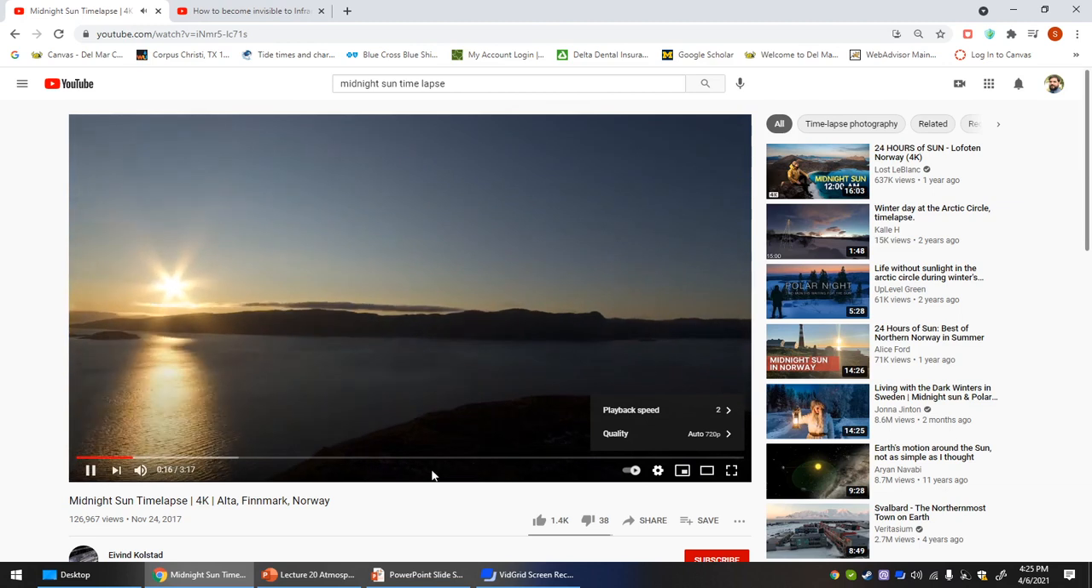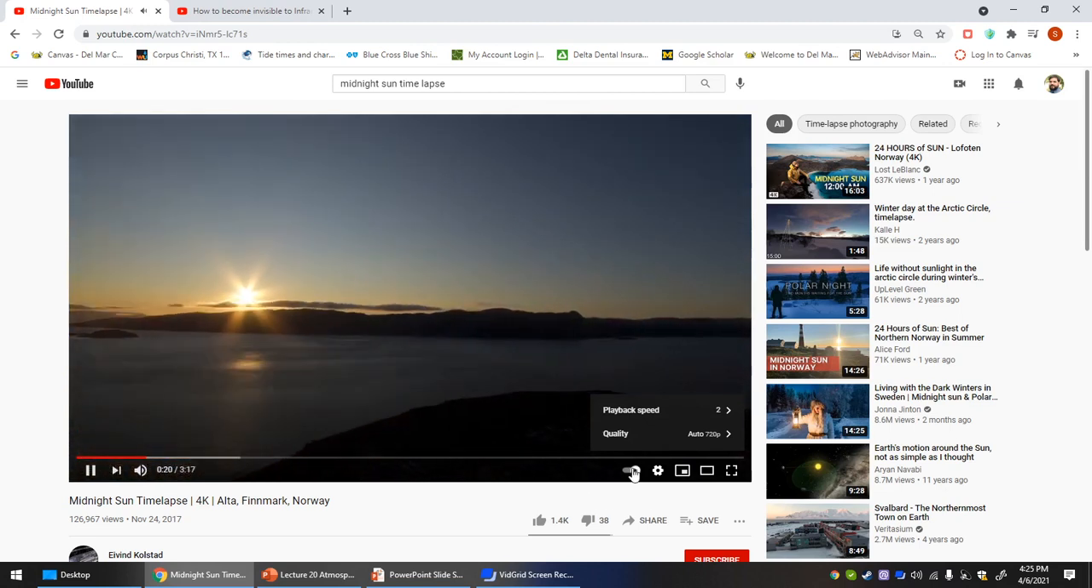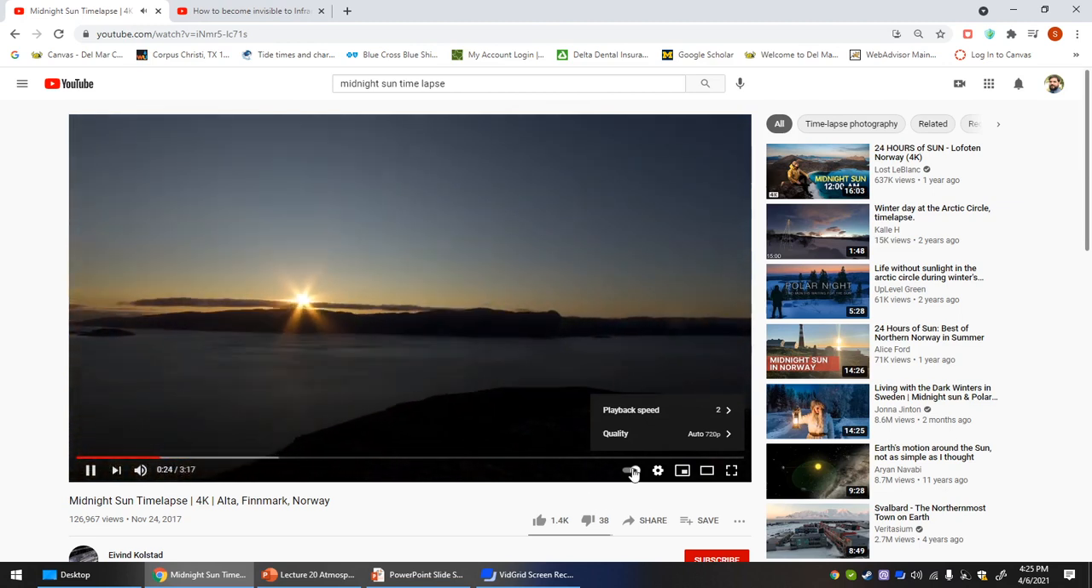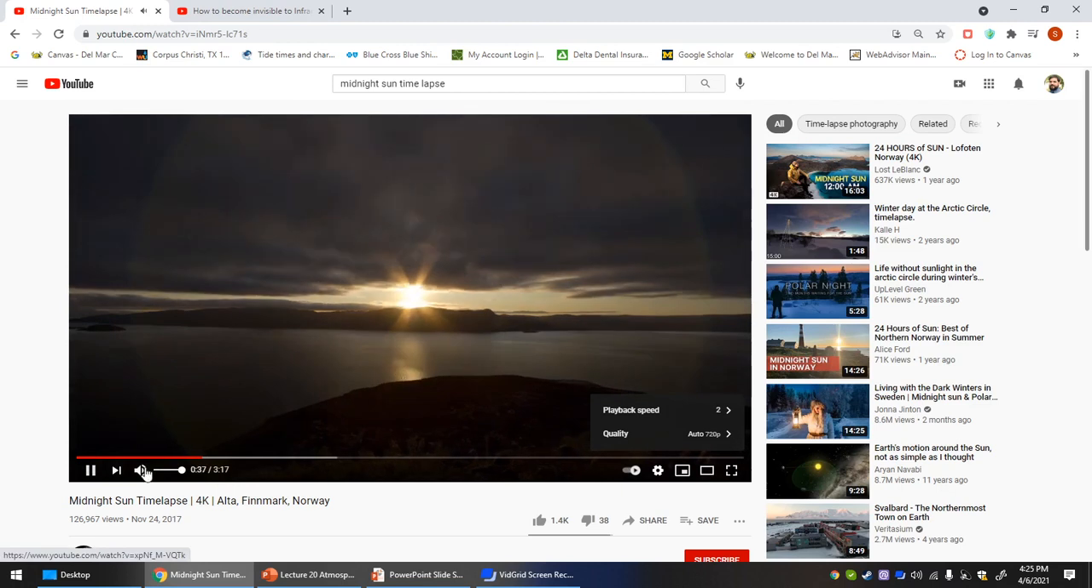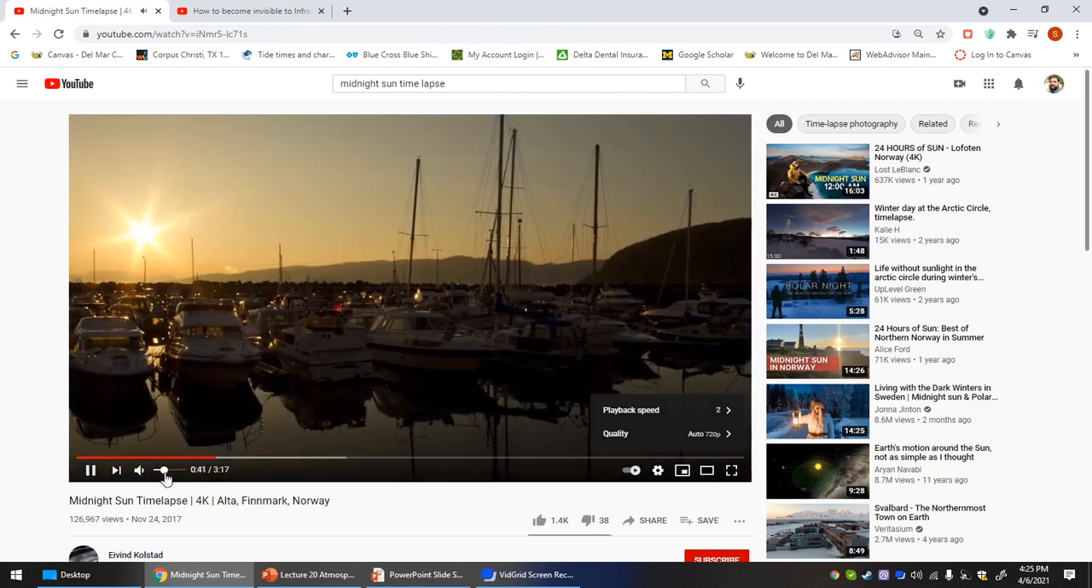So you can see that the sun gets very close to going down, but it doesn't quite go down, right? So there it is at its lowest point, and then it's going to rise back up again.